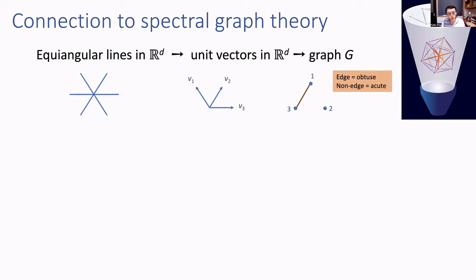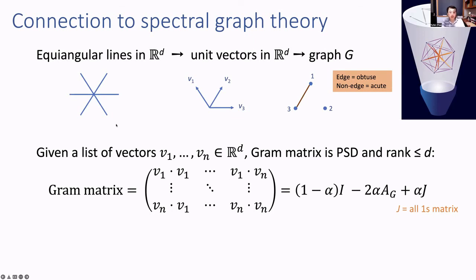Because we start with a configuration of equiangular lines, there are only two possible angles between the vectors, namely theta and 180 minus theta. So this graph encodes that combinatorial information. Given a list of vectors, v1 through vn, we can form a Gram matrix. This is a matrix of inner products. Now, this matrix is positive semi-definite. It also has rank at most d because we started with vectors in d dimensions.